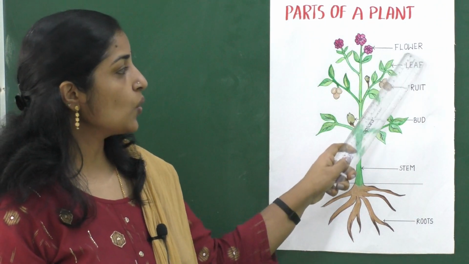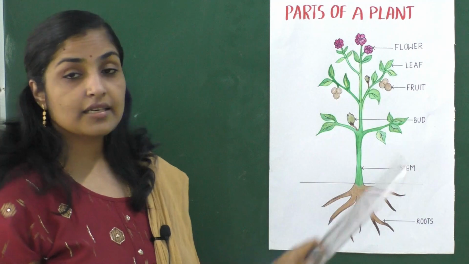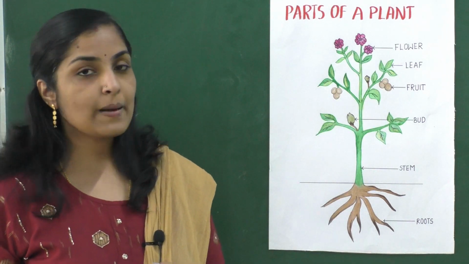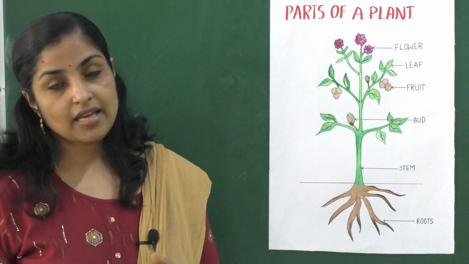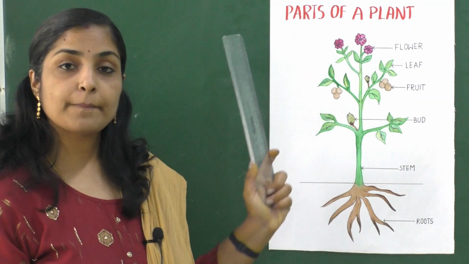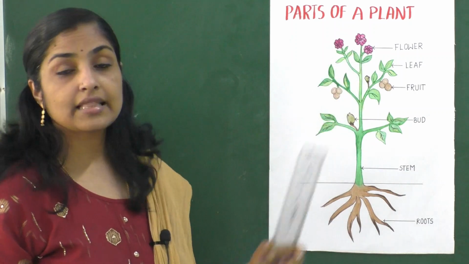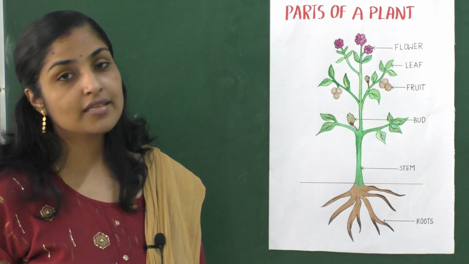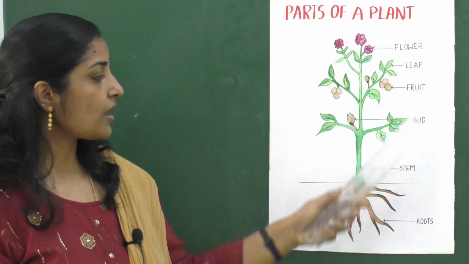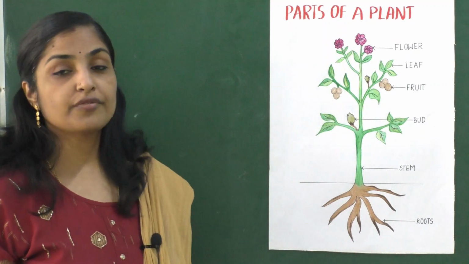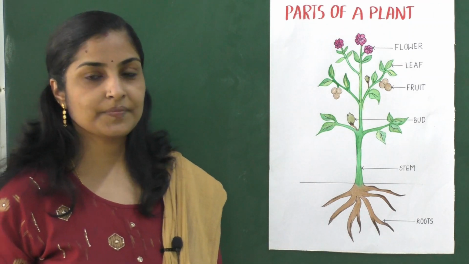So next is flowers. F-L-O-W-E-R, flower. These are the colorful parts of a plant. They come in different sizes and shapes, and they also attract bees and birds. These are the parts of the plant that make fruits and seeds. So children, these are the different parts of plants that perform different functions for the proper growth of a plant.